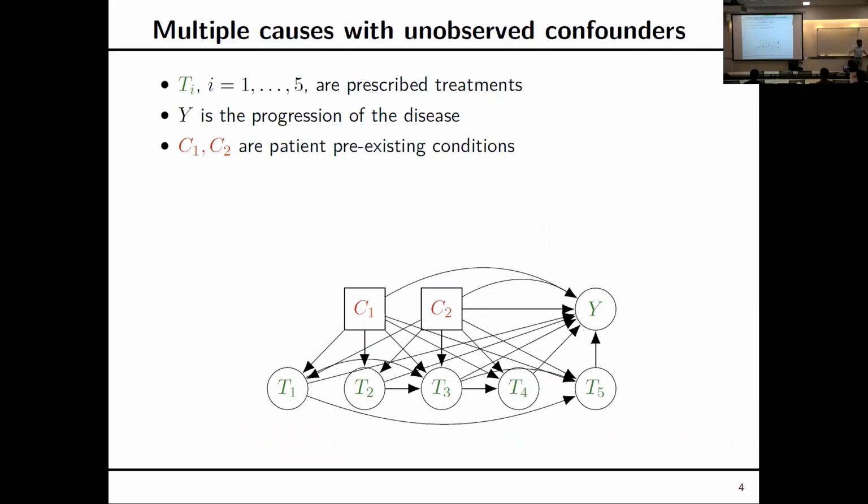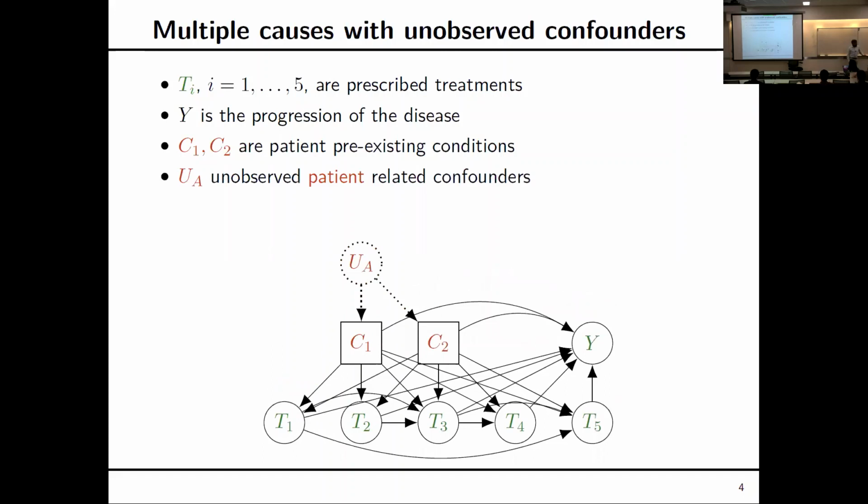So this is a more realistic problem. I've got a system of progressions for a patient. Y is a progression of the disease. Y equal to 1 means the disease has been cured. Equal to 0 means that the disease was not cured, and unfortunately, the patient passed away. There are different treatments you could give. There are different pre-existing conditions that could be there in the patient. So C1 and C2 are pre-existing conditions. T1 through T5 are different treatments that could be given to this patient. This is the setup of the observed variables.